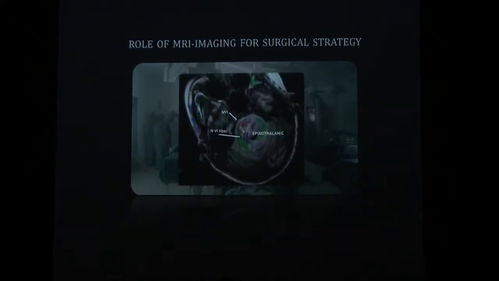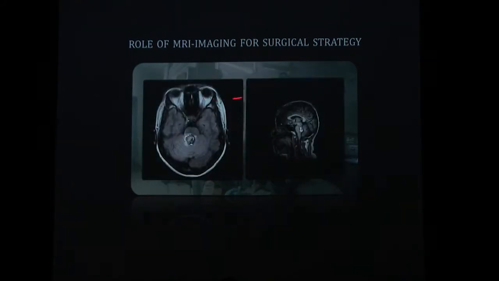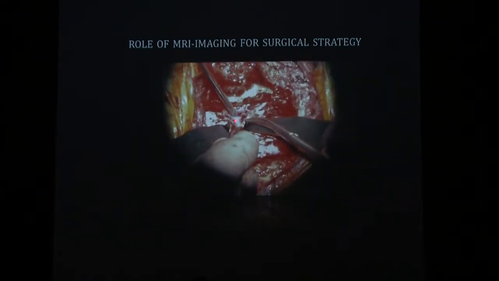We can save the tract of steps. You see, spinothalamic here, fiber here, nuclei here. It's very favorable. Need to study where the cavernoma shifts the tract. So for instance, this is a cavernoma. It's quite exophytic. Then we do posterior.